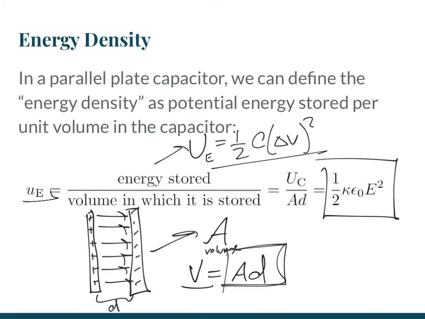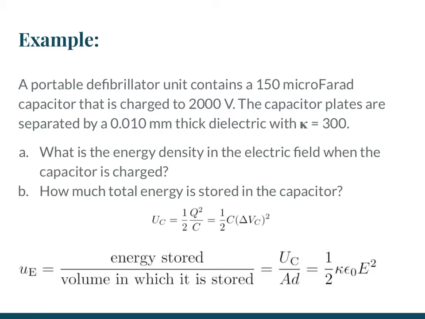But the energy density, which is this little u, energy is the capital U, energy density is the lowercase u, is equal to 1/2 dielectric constant times permittivity of free space times the magnitude of the electric field squared. You will have to use this equation on one of your homework problems, and it's not really written anywhere else, so this is where you find it. Now we're going to put all of that together and solve this lovely problem.